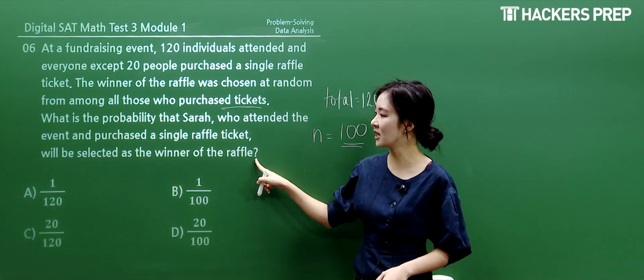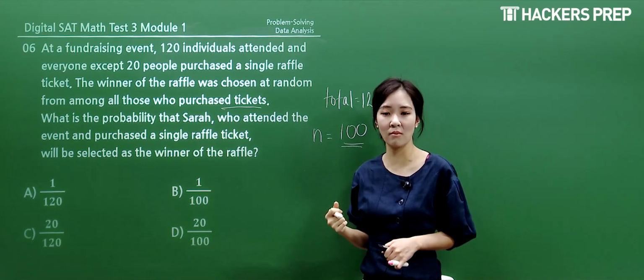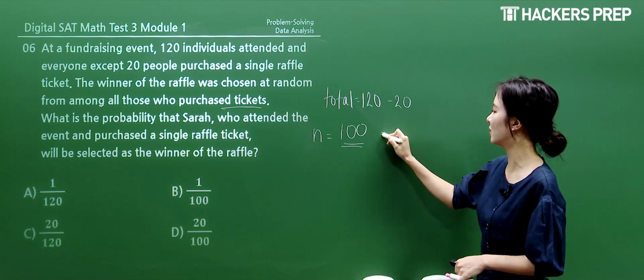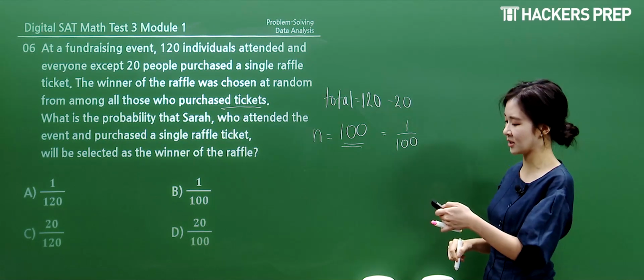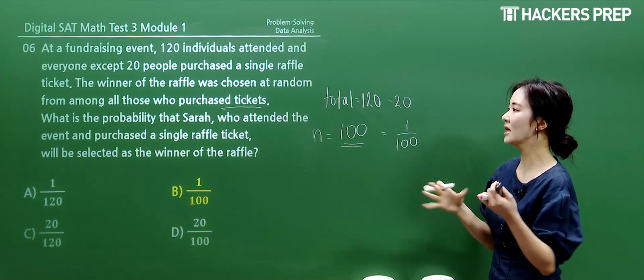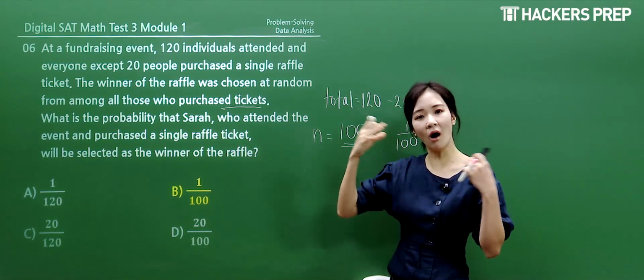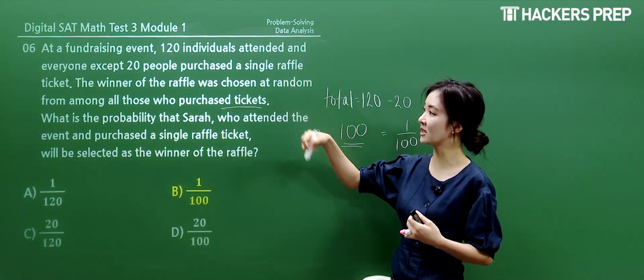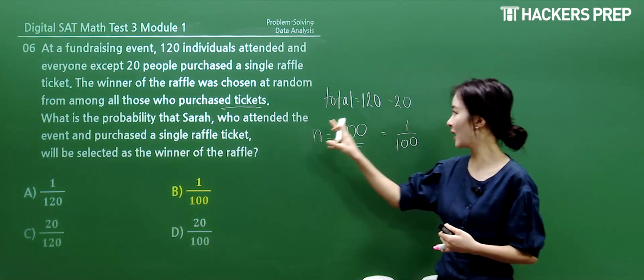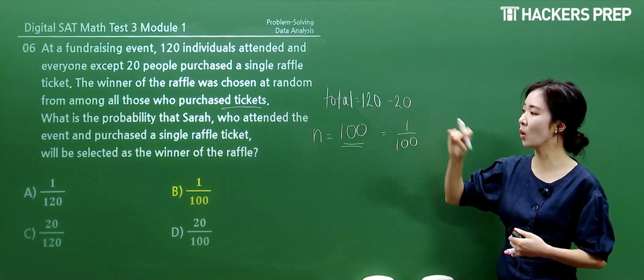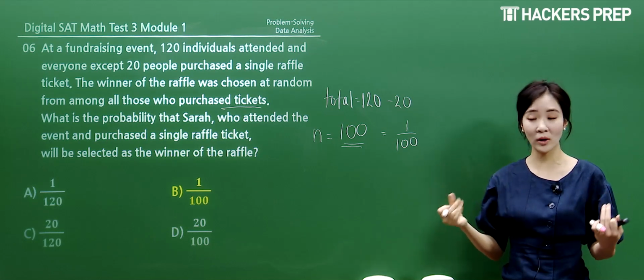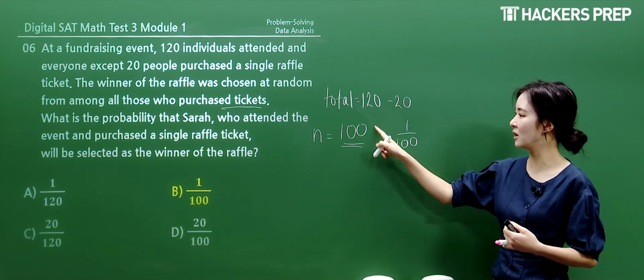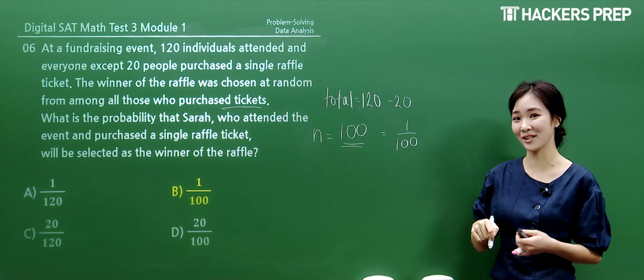Now, if she is selected at random, what's her probability? The answer is going to be 1 out of this new total and not that total. So the answer is going to be B. Unless the question is asking out of all the people who attended the fundraising event, in which case the total would be 120. But because we're only talking about those who purchased the raffle ticket, her probability of winning is out of those who purchased a single raffle ticket. Okay?